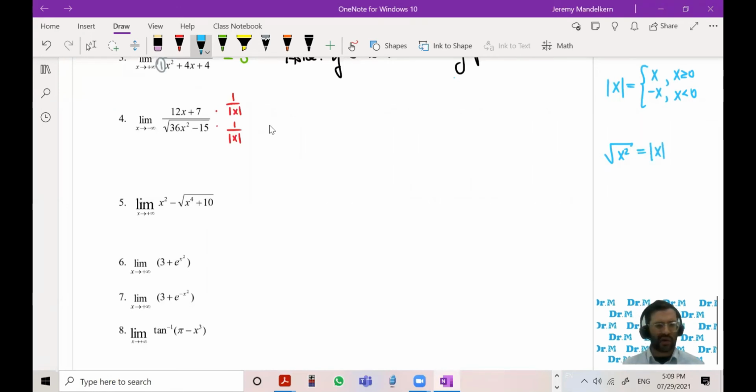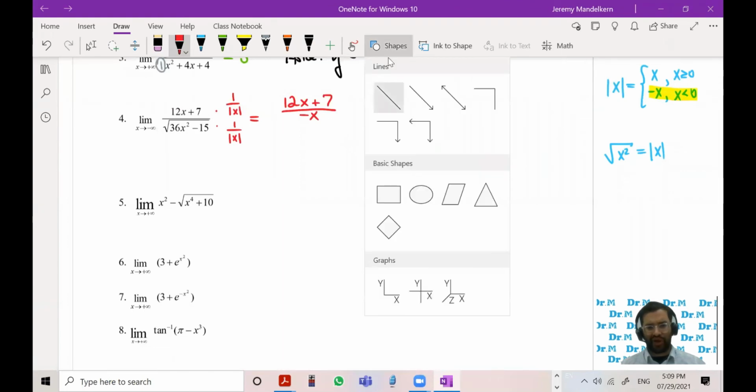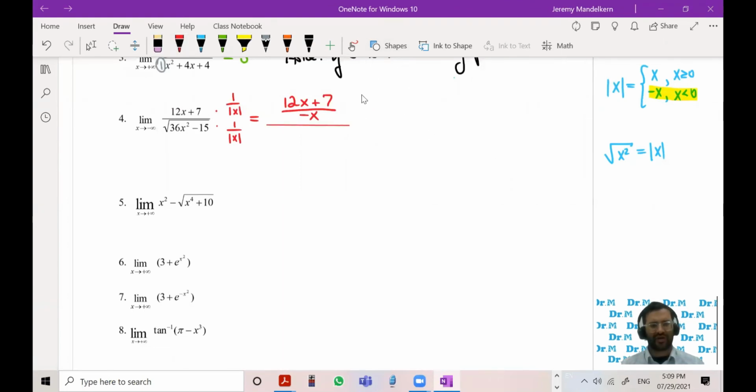So taking this all together, in the numerator, we'll replace the absolute value of x by negative x, since x is going to minus infinity. And this gives us the following. We're going to have 12x plus 7 over negative x. We got then a big division bar.